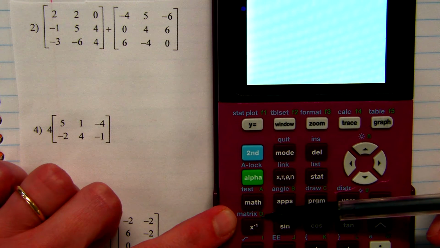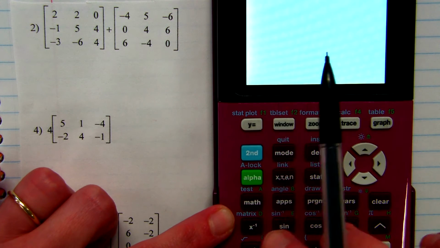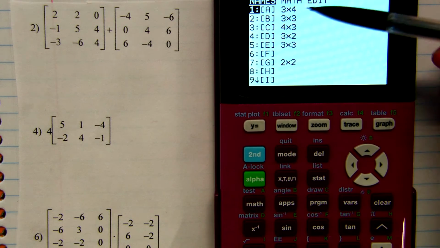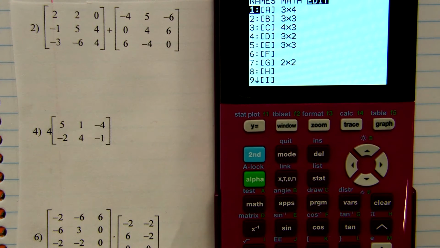It's down here above the X to the -1 key, and you do second and that button, and it gives you a whole bunch of options. We're going with the D. So we're going to edit. You can't put a matrix in unless you edit.